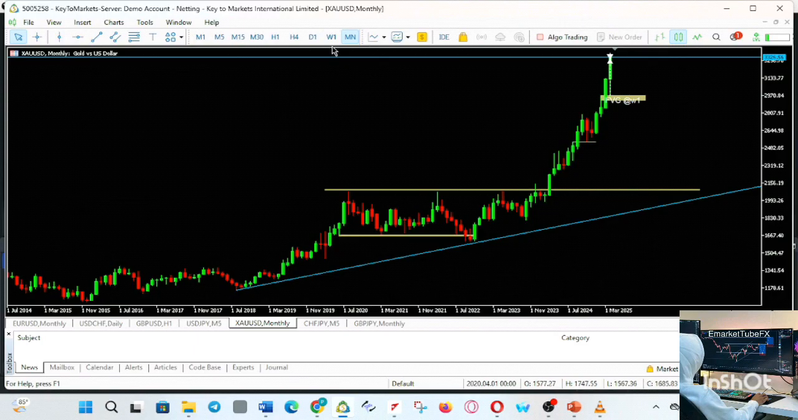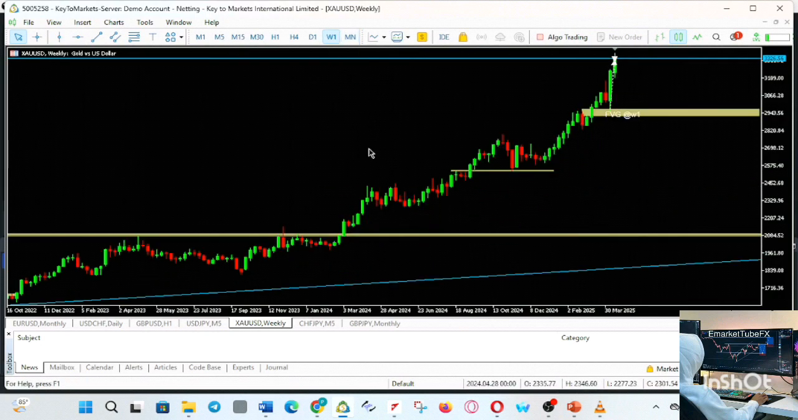Then when we move to the W1, the W1 here means week. So what it means is that the individual candlestick could be at the 1 week. With the weekly time frame, the individual candlesticks that you see here use a whole week, from Monday to Friday, to form just one candlestick.